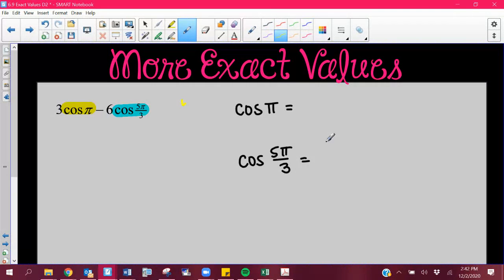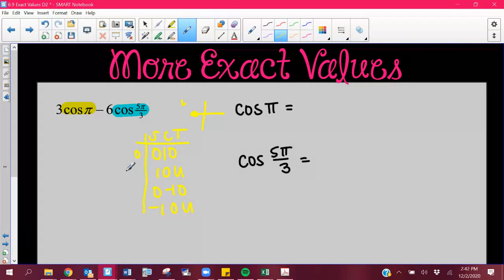So the cosine of pi, if we try to graph that angle, remember it'll be over here, which isn't an angle that I can make a triangle out of. So what I'm going to go ahead and do is either use my OIO chart or use my unit circle. I'm actually going to use my OIO chart because I like it.